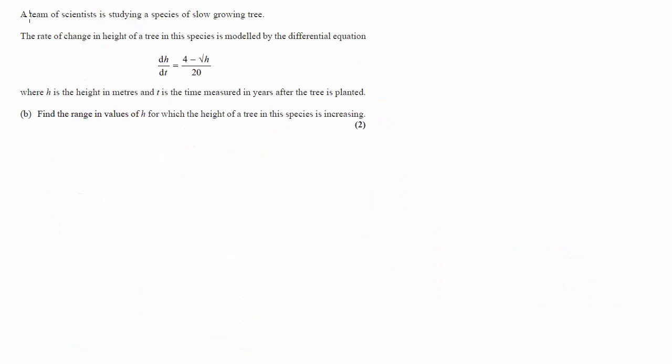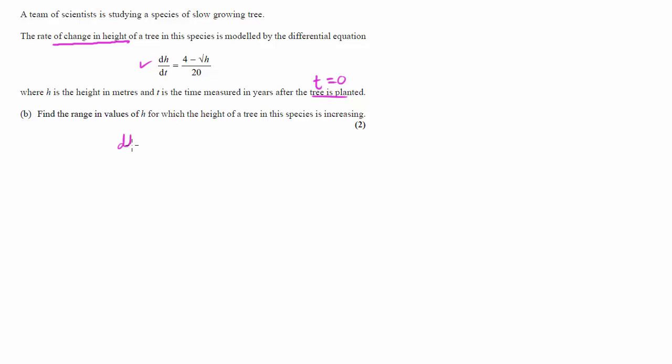In this particular question, they're saying a team of scientists is studying a species of slow-growing tree. The rate of change of the height of a tree in this species is modeled by this differential equation. dh by dt is the rate of change of the height of the tree, where h is the height in meters and t is the time measured in years after the tree is planted. That means when the tree was planted, t was 0, and now t is the time after the tree was planted. So find the range of values of h for which the height of the tree is increasing.